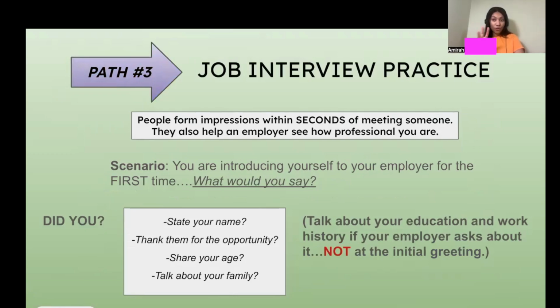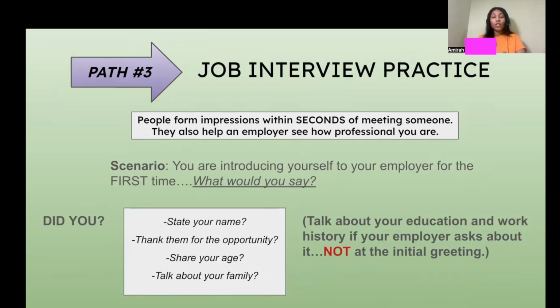Now, for our third path, we have job interview practice. In this part, path number 3, I talk about job interview practice. And for this activity, we're talking about what it's like to introduce yourself to someone in a professional setting. When it comes down to introductions, people form impressions within seconds of meeting someone, which is very true. They also help an employer see how professional you are.